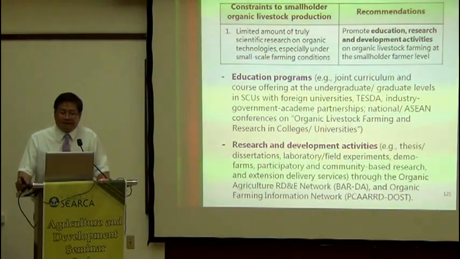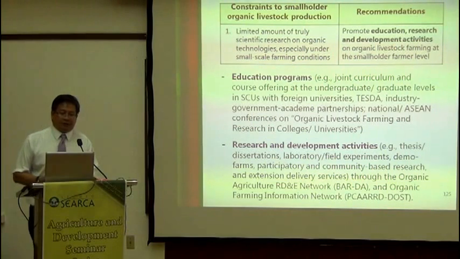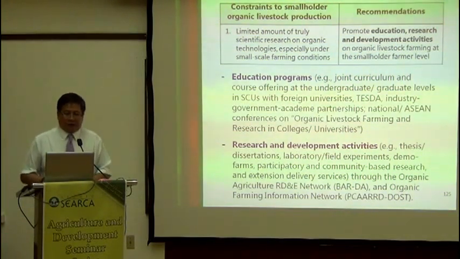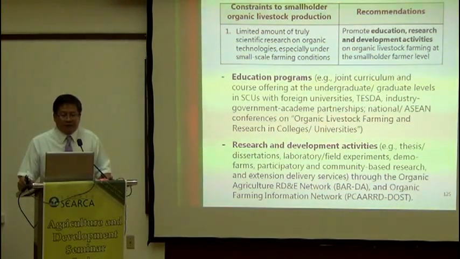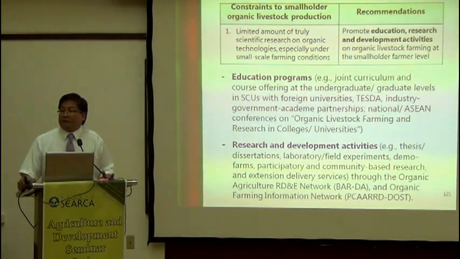For R&D activities, we could start by putting up theses, dissertations, laboratory and field experiments, demo farms, participatory community-based research, and extension delivery services. We could do this in collaboration with the Organic Agriculture RD Network, based at BAR-DA, or with the Organic Farm Information Network, based at PICARD, of the UST.